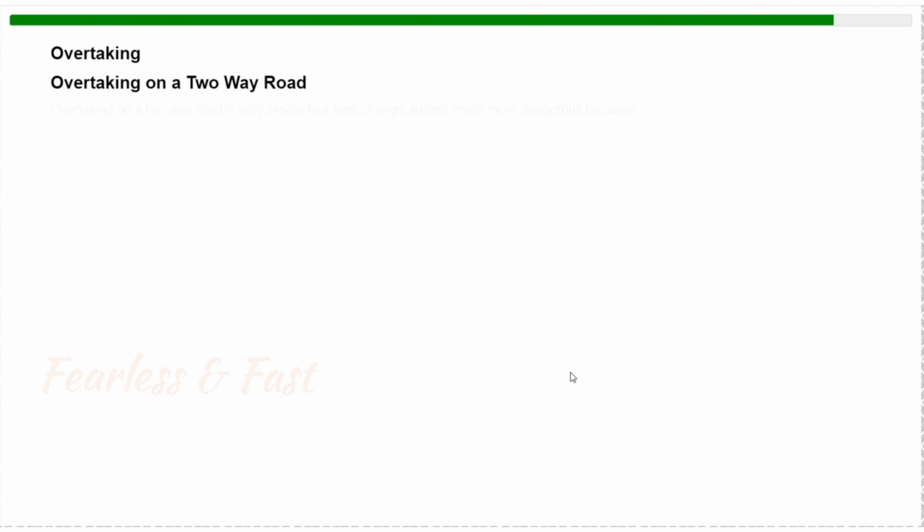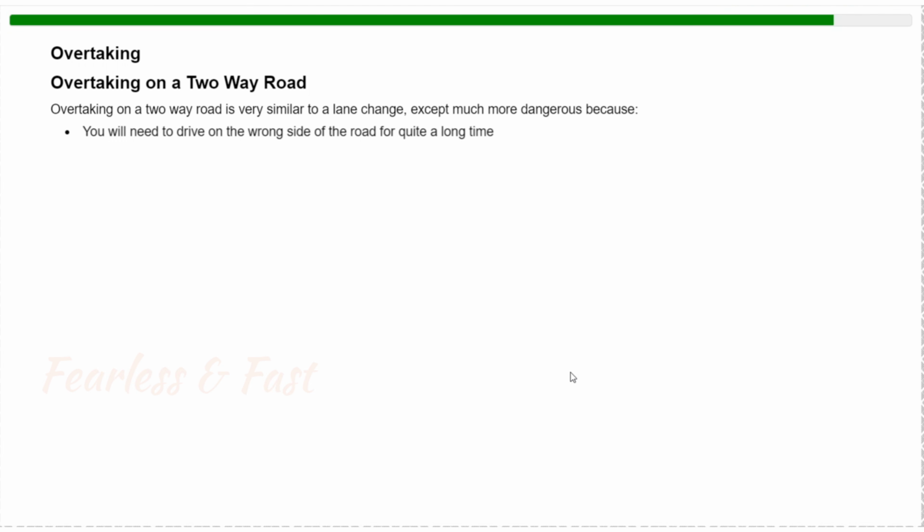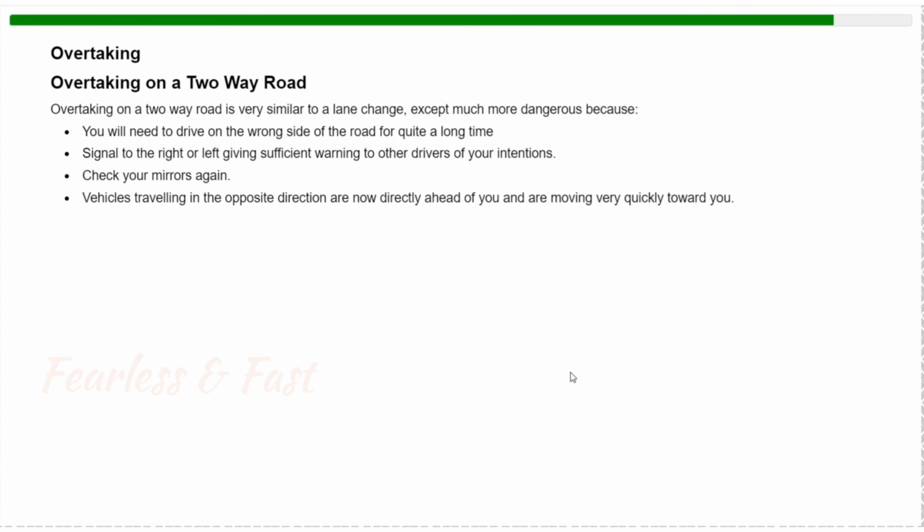Overtaking. Overtaking on a two-way road. Overtaking on a two-way road is very similar to a lane change, except much more dangerous because you will need to drive on the wrong side of the road for quite a long time. Signal to the right or left, giving sufficient warning to other drivers of your intentions. Check your mirrors again. Vehicles traveling in the opposite direction are now directly ahead of you and are moving very quickly toward you. It is not safe to overtake on bends, at junctions or on the crest of a hill.